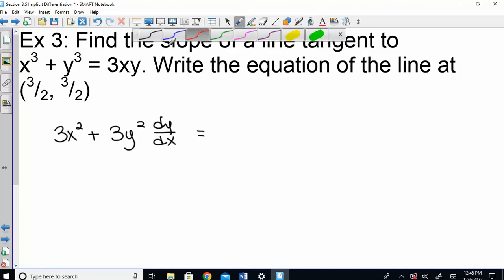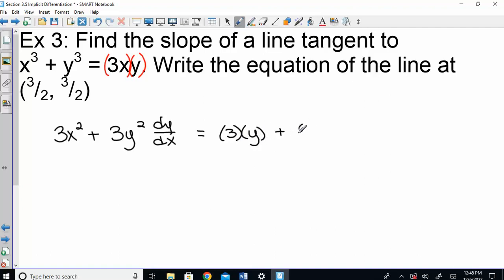equals 3xy. We technically have two variables here, an x and a y, so we're going to have to do a product rule there. So let's treat the 3x as one thing and the y as another. So derivative of the first, derivative of 3x is 3 times the second plus the first times derivative of the second. What would be the derivative of y? dy dx. Derivative of a variable is 1, but we know with that y we have to put dy dx with it.